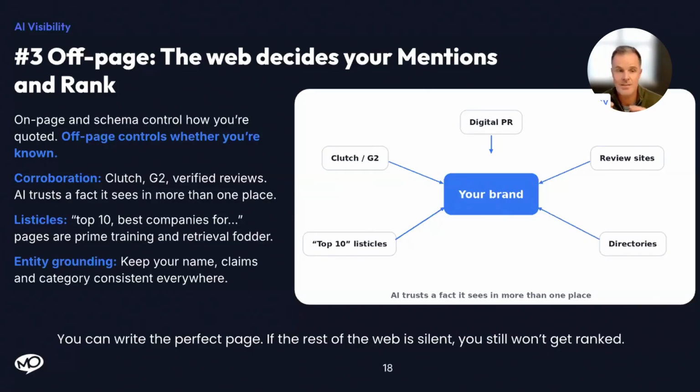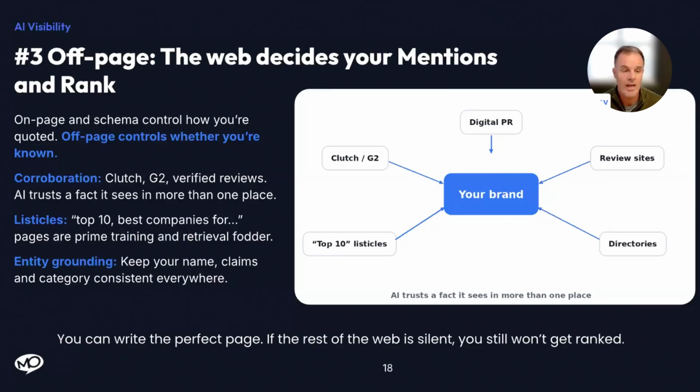So corroboration, things like, at least in our industry, for agencies and digital consultancies, Clutch is a big one. If you're a software, SaaS, G2, big time. Verified reviews. So for us, it's the HubSpot partner directory portal. It's Google reviews. Okay, AI trust factors it sees in more than one place start to work. Listicles do work great at the moment, and then entity grounding.